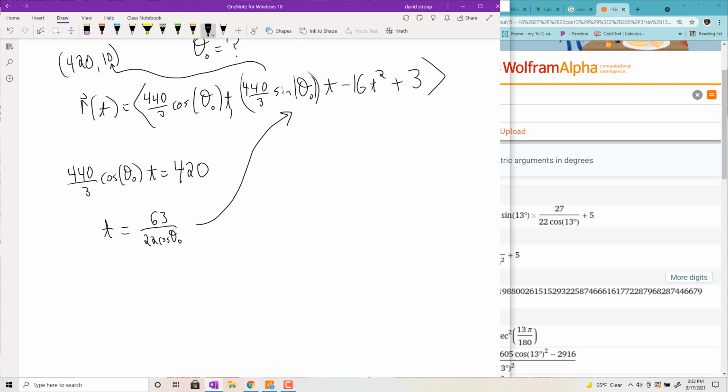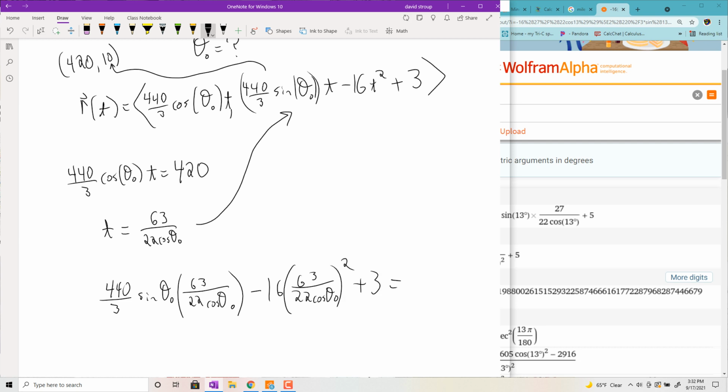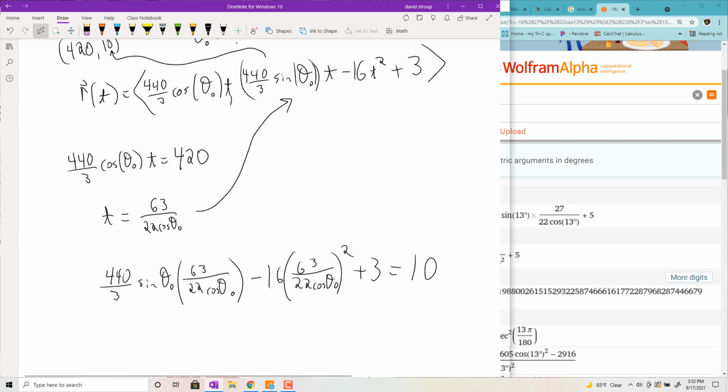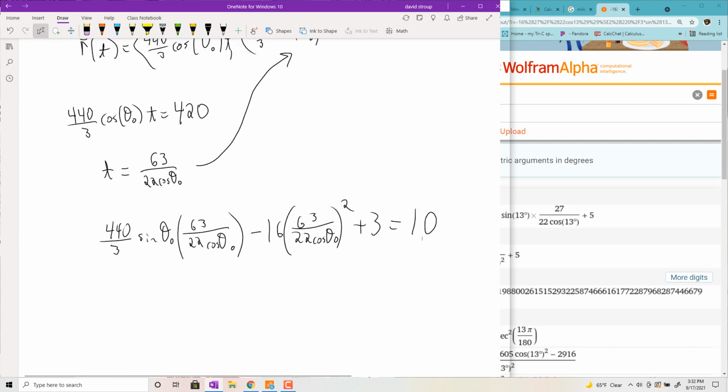Okay, so I'll have 440 over 3 sine of theta sub 0 times t, which in this case is 63 all over 22 cosine of theta sub 0, minus 16 times t, which is 63 all over 22 cosine of theta sub 0 squared, and then plus 3, and then I have to set that equal to 10. I'm going to move everything, well, first I'm going to, believe it or not, rewrite everything in terms of tan. So how do I do that?